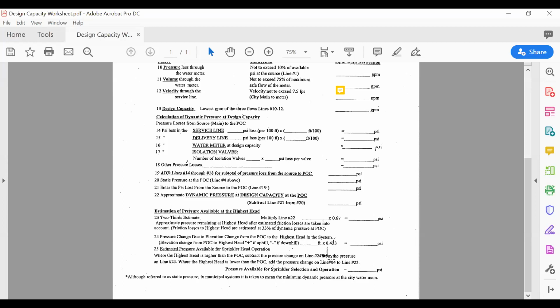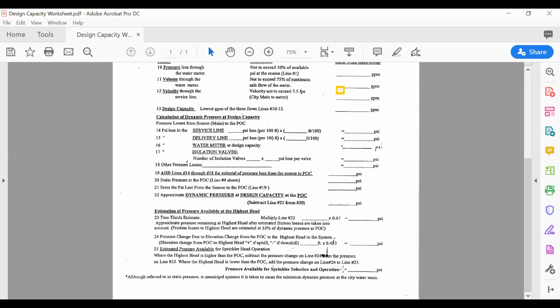5.19. That's what I got. So 5.2 rounded. It was 12 times 0.433. Okay, no problem. So we have 5.2. Is that a pressure gain or a pressure loss? Loss. It's going uphill. So it might help too to just put minus 5.2.